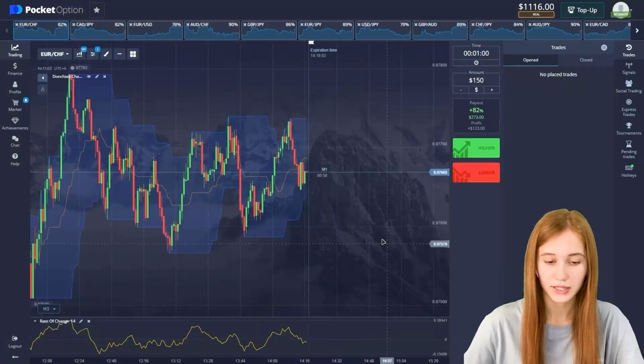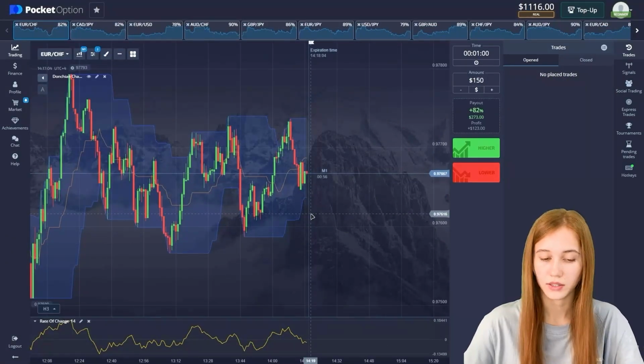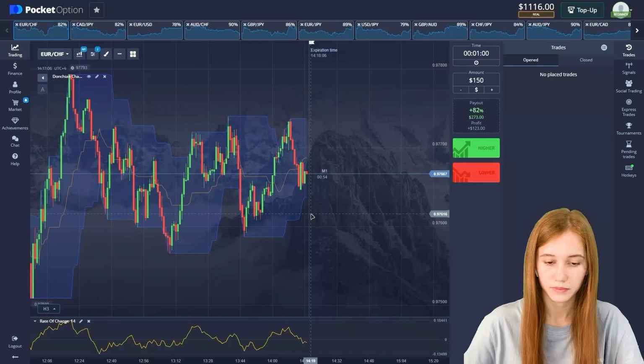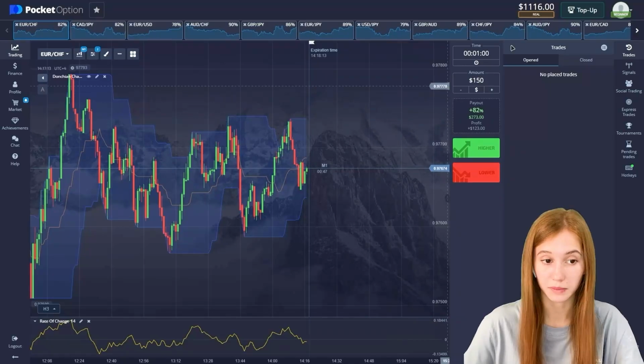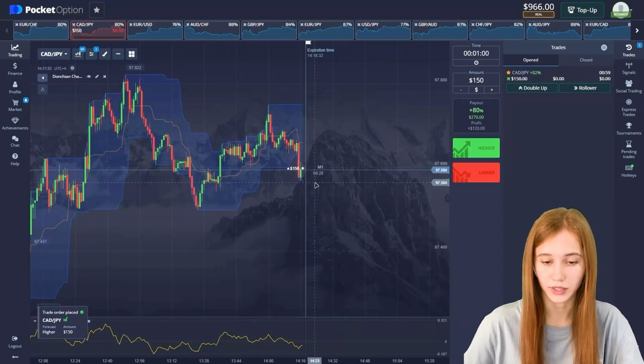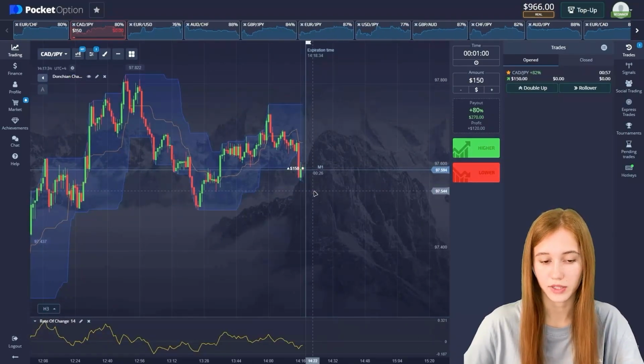So last deal profit is $82. We see that the balance has increased. Next time I'll try to explain faster. So we move on. Let's open up and start our technical analysis.